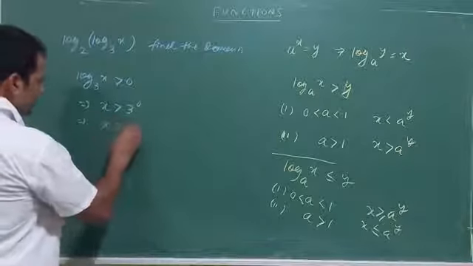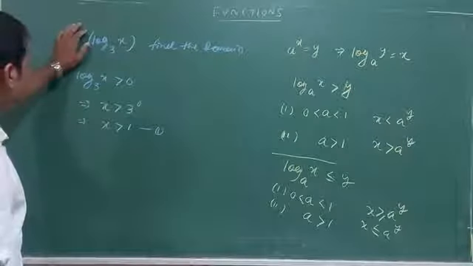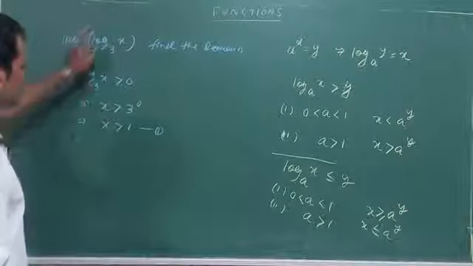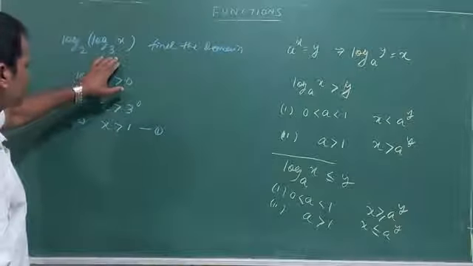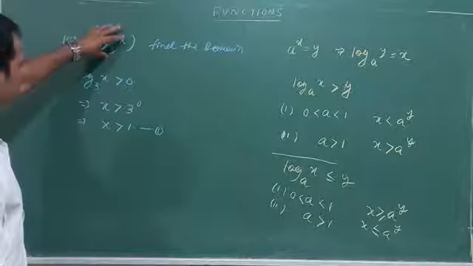X is greater than 1. Condition number 1. So what I did? First I entered here, I took it as x, then I got this answer. Then I will go to the interior value here, the argument of log 2. That is, I will go to this log.